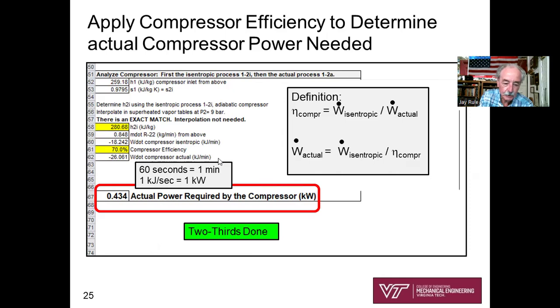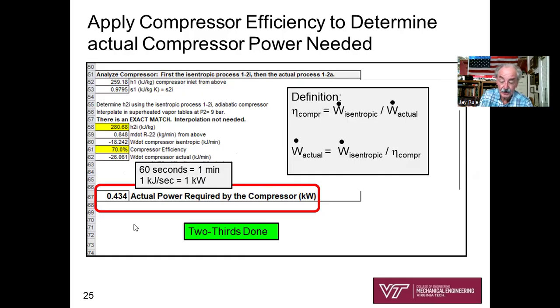What was requested was kilowatts. Wow, what's a kilowatt? A kilowatt is a kilojoule per second. So if we've got negative 26 kilojoules per minute, we divide that number by 60 to get our unit straight to find that the actual power required by the compressor is 0.434 kilowatts, kilojoules per second. We're 2/3 of the way done now.